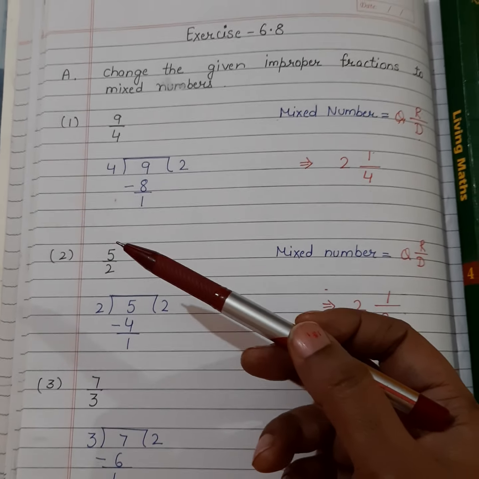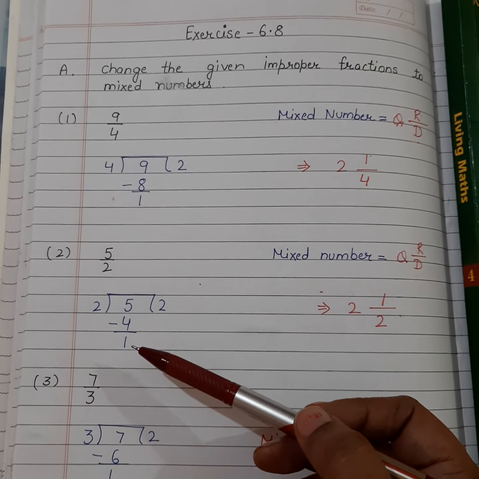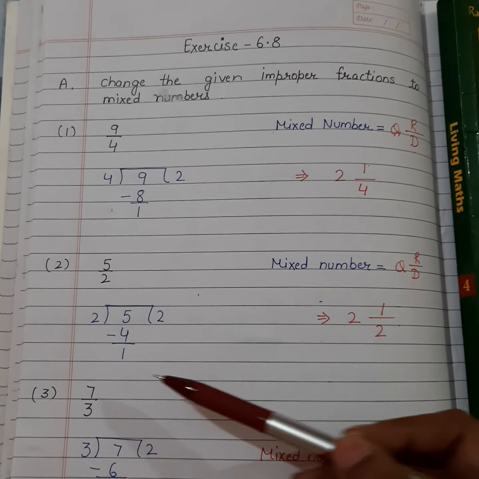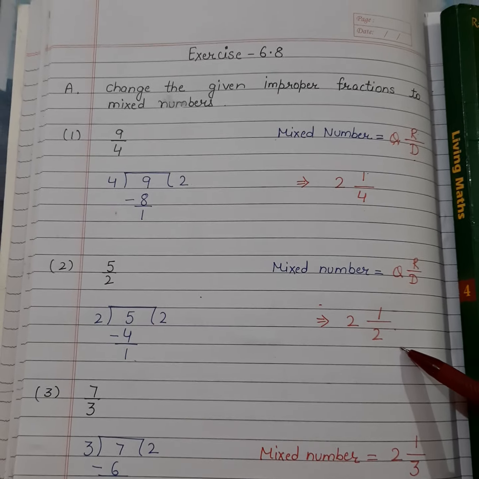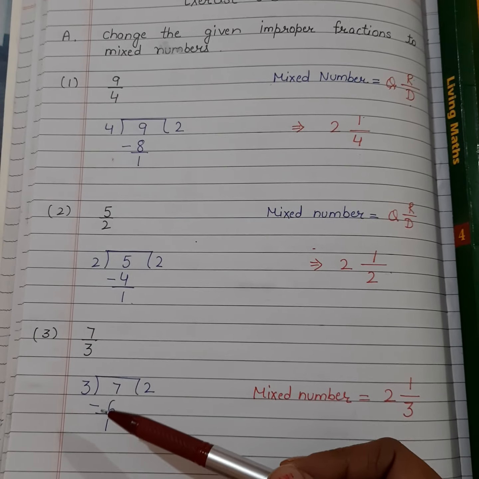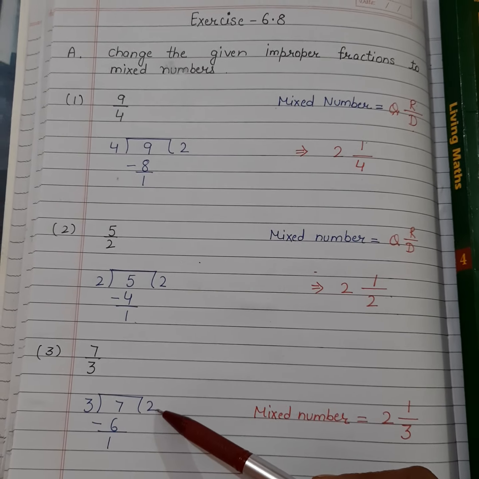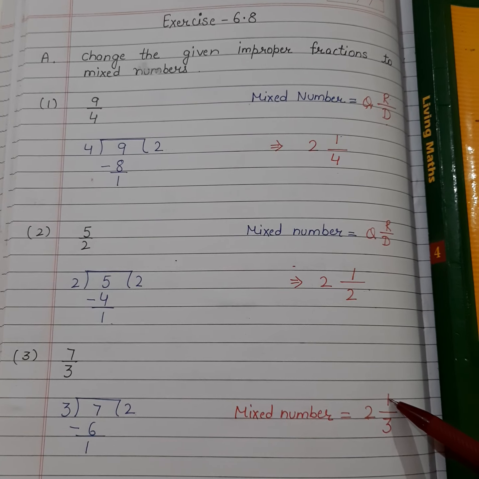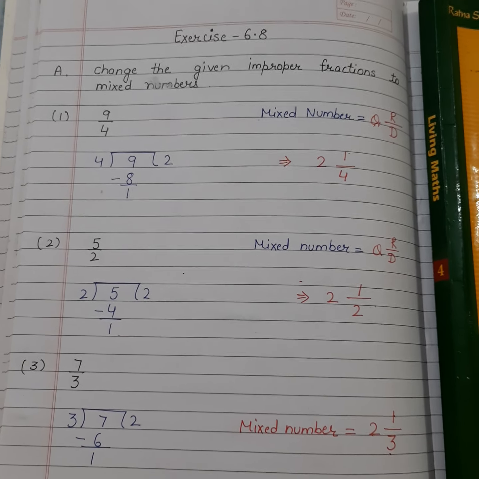Now next one, 5 by 2, divide here, 2 2s are 4, 5 minus 4 is 1. So the quotient 2 will come in the place of the whole number, and then the fraction means remainder and divisor. So this is 1 by 2. Third is 7 by 3. So 7 we are dividing by 3, 3 2s are 6, 7 minus 6 is 1. Quotient 2 will come at the place of the whole number, remainder in the numerator, and divisor at the denominator. So the mixed fraction is 2 1 by 3.